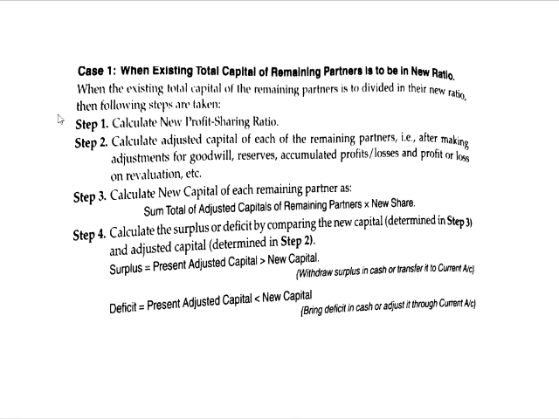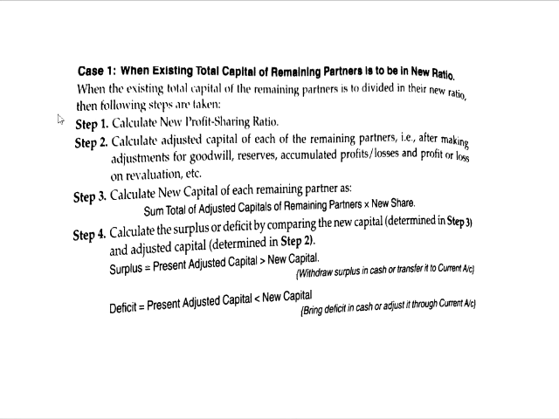There are 4 steps that are to be followed. First, you have to calculate the new ratio, and suppose in the question the new ratio is given, then you need not calculate the new ratio. Then you come to the second step. What is required? Calculate the adjusted capital of each of the remaining partners. That you know well.